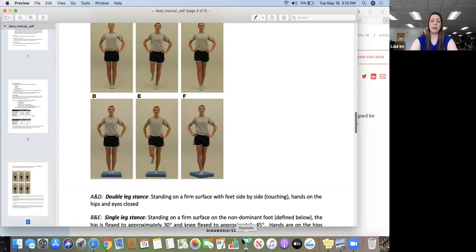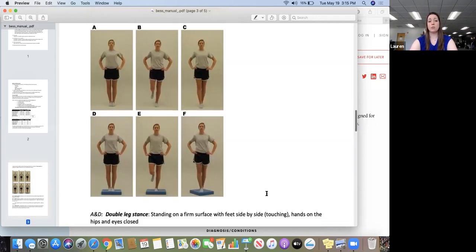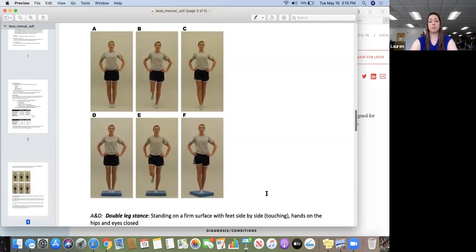I am too. But if you think it would differ significantly from side to side, this is just one tool that you could look at. You could do even just single leg balance to see if there really is a difference.